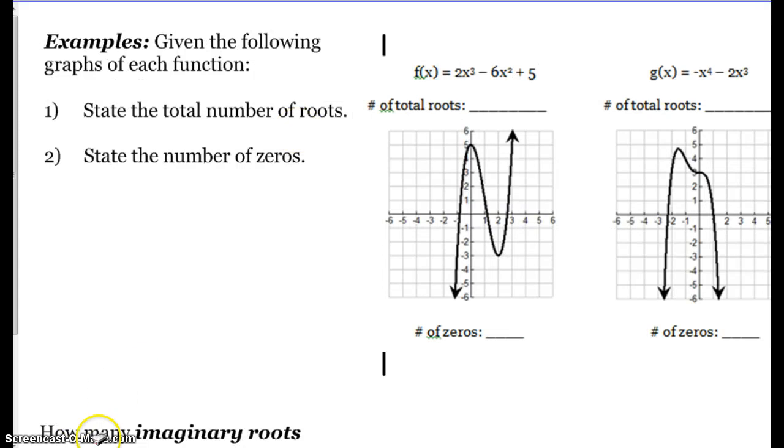Okay, so we're going to go ahead and try that. Just first, the first problem here, we're going to state the number of roots. Our degree here is 3. So the degree, remember, always equals the total number of roots. So that would be 3. And then we use the graph to state the number of zeros. So there's 1, 2, 3. I'm counting. So the total number is 3.